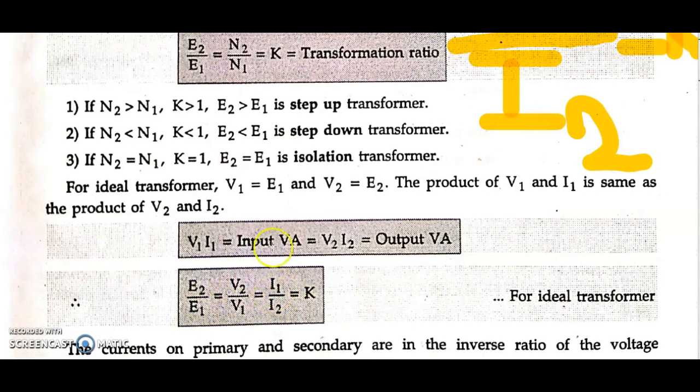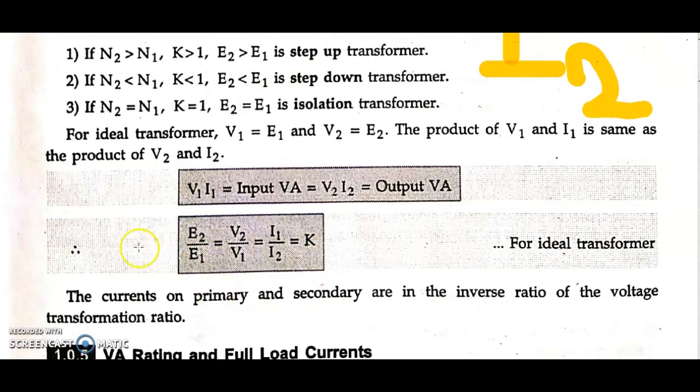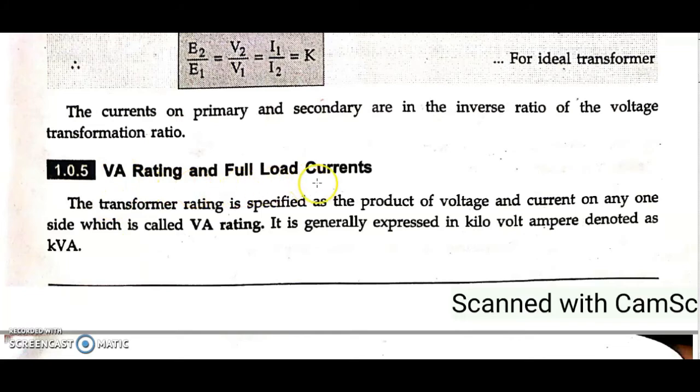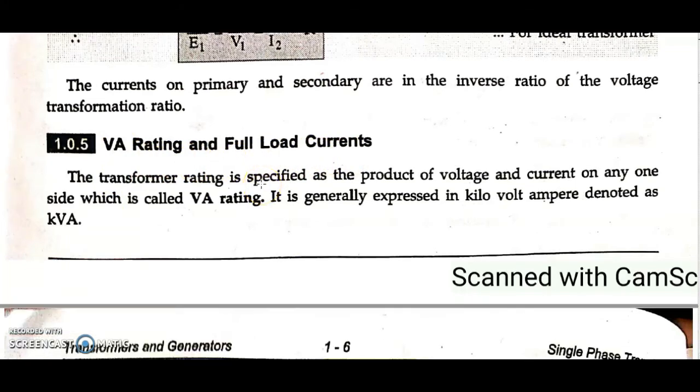Now the same thing is written here; even for an ideal transformer this holds good. Like I said, they have missed something here, they have written I1 by 2 is equal to, just remember this. Now coming to the VA rating and full load current. This will help again in the problems.